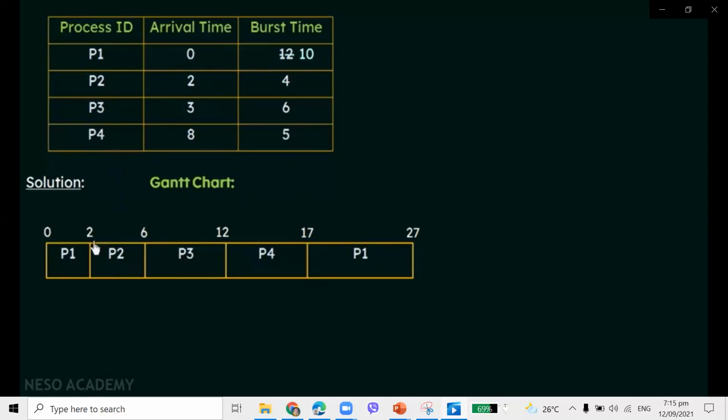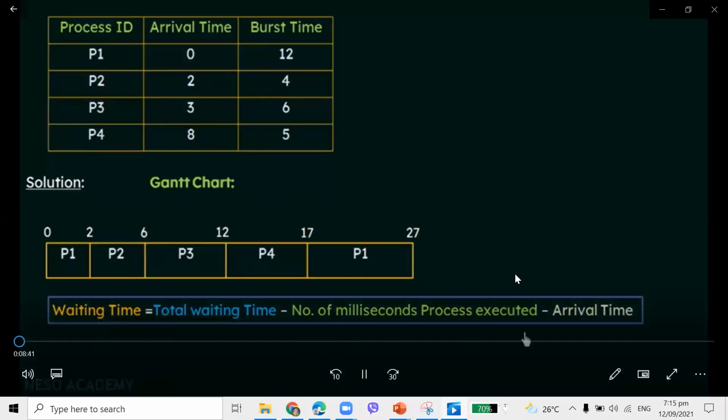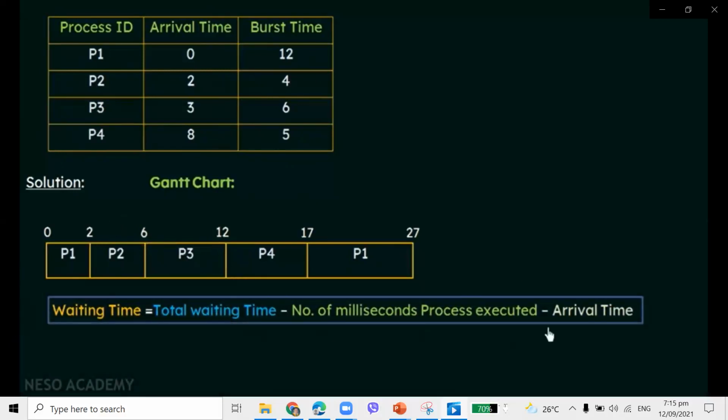So how do we calculate the waiting times? We have already discussed the formula in the previous lecture. So this is the formula. The waiting time is the total waiting time minus the number of milliseconds the process executed minus the arrival time. So the waiting time of a process is calculated by seeing the total waiting time, which is visible in this Gantt chart, and from that we subtract the number of milliseconds the process executed prior to the total waiting time, and from there we subtract the arrival time. So that will give us the waiting time for a particular process.